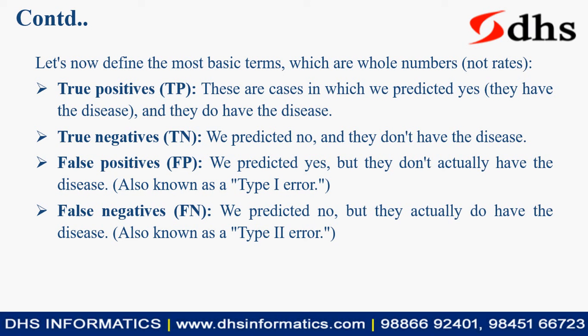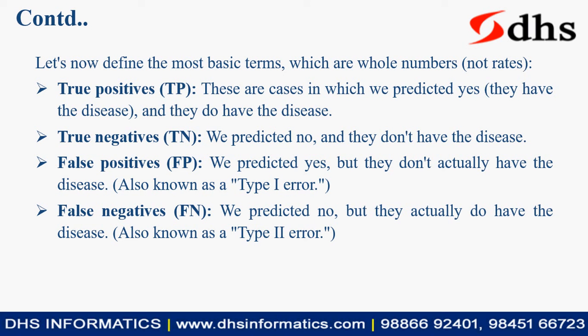We predicted no and they don't have the disease. We are telling them they are not having COVID-19, and they are also not having COVID-19. That is a true negative. Whenever "true" is coming, it is correct. You can imagine that whenever "false" is coming, it is an error.